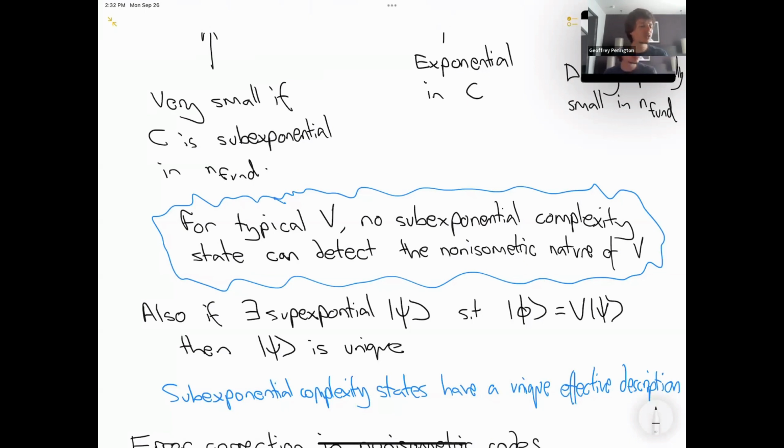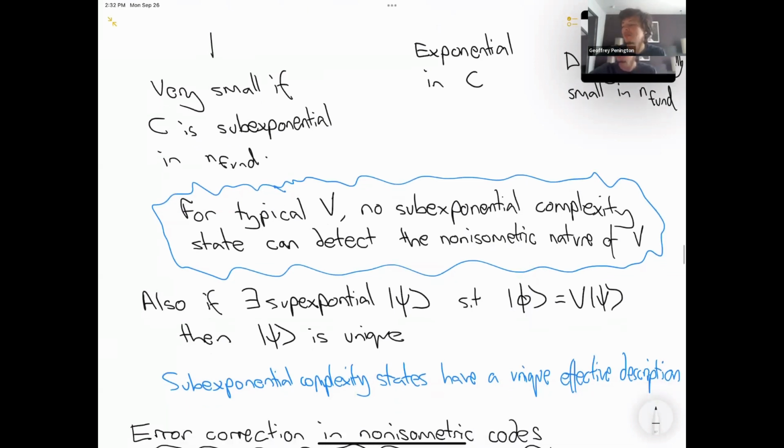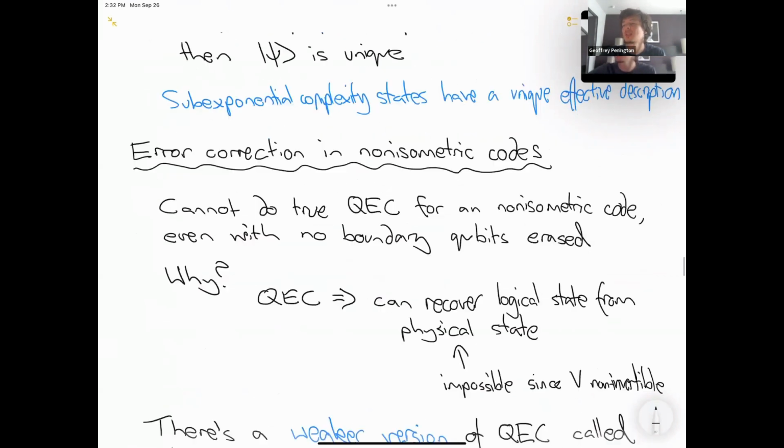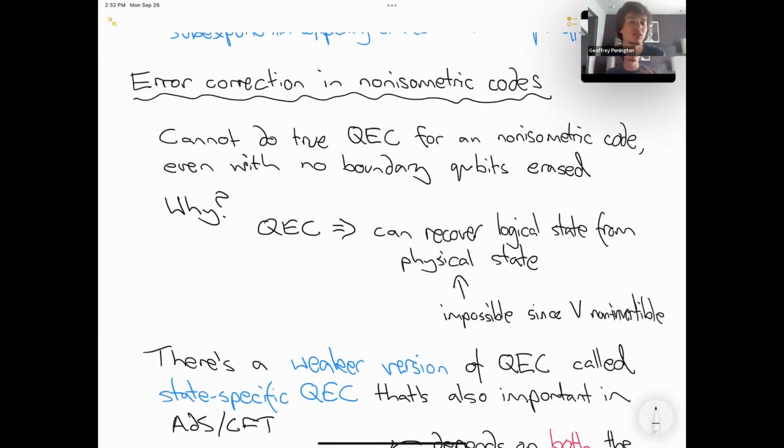Okay, so this all should be starting to give you a feeling that maybe this thing can hold together. Maybe we can still have a meaningful effective description of what's going on, even when V is highly non-isometric. But I also want to talk briefly about error correction in non-isometric codes, because that was a pretty important part of the usual AdS/CFT story. The meaning of localization in different regions of the bulk was that it could be error corrected from different parts of the boundary.